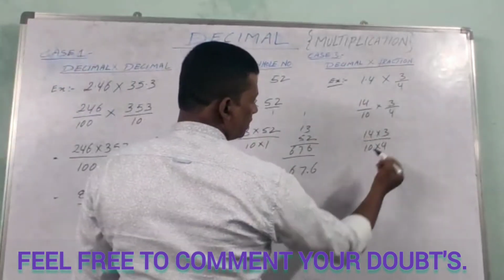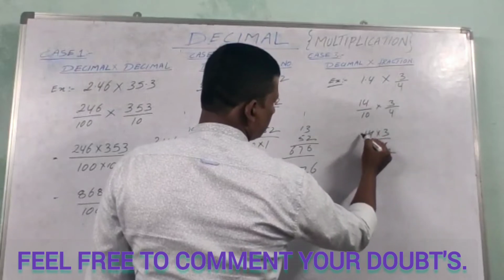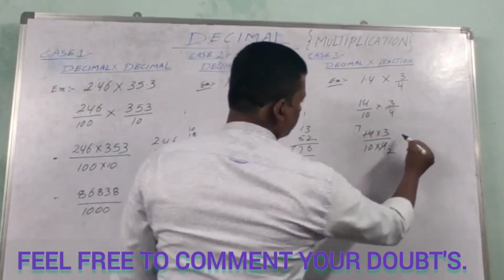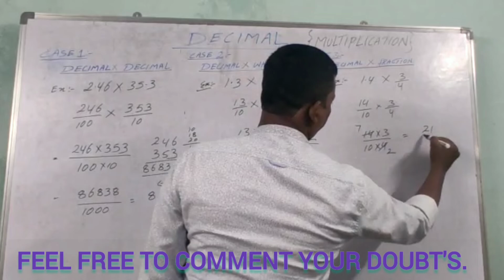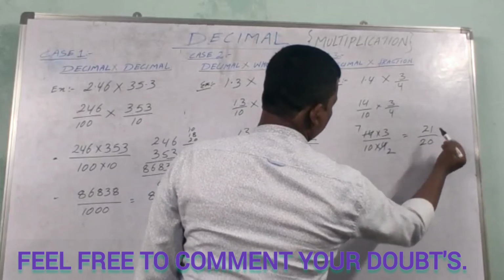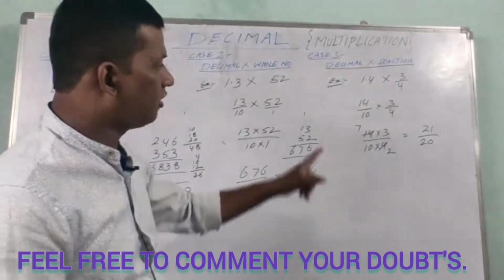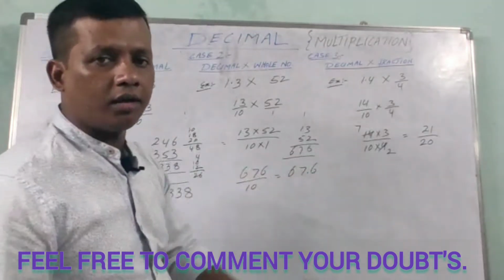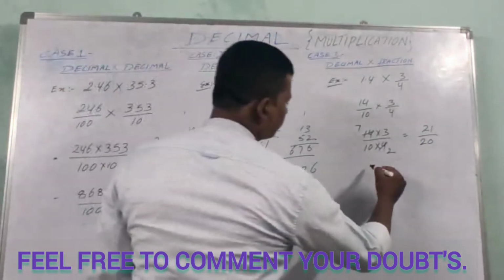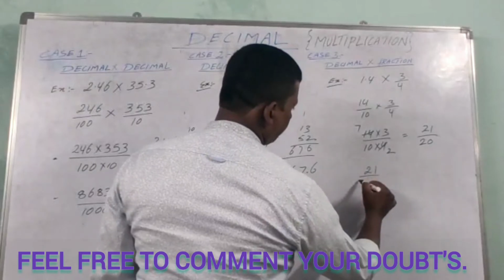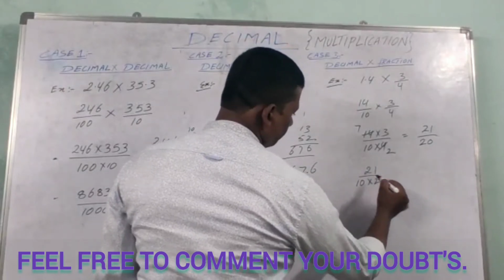Now here cancellation is possible. 2 2s, 2 7s. Now 3 into 7 is 21, by 10 into 2. Not possible to cancel further, so I am leaving the answer here. So this is our answer, 21 divided by 10 into 2.